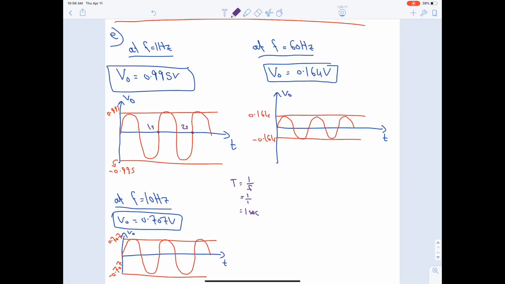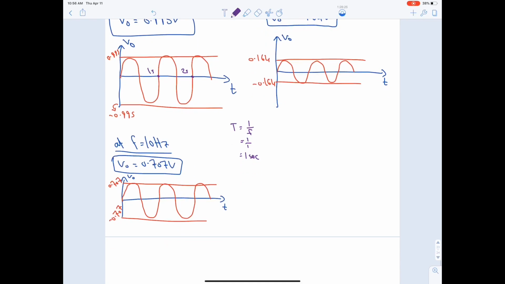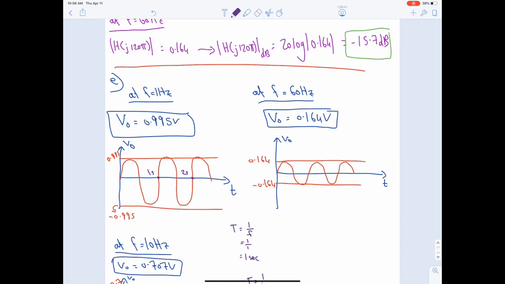But as it is a sketch, most of the instructors will not focus on this matter. Here f is equal to 10, meaning that the time period is 1 over 10, so it's 0.1 seconds. So every cycle is 0.1, 0.2. So there will be 10 cycles in 1 second, and here there has to be 60 cycles actually in 1 second.